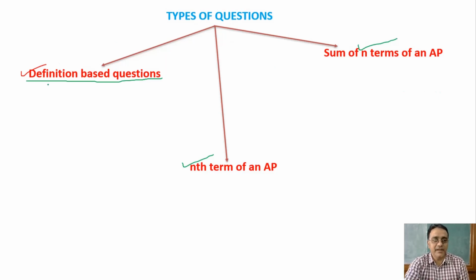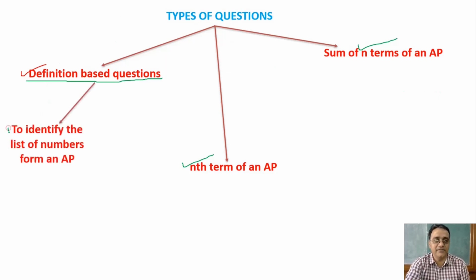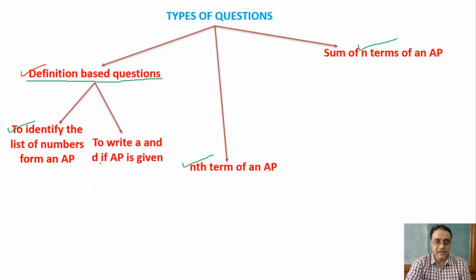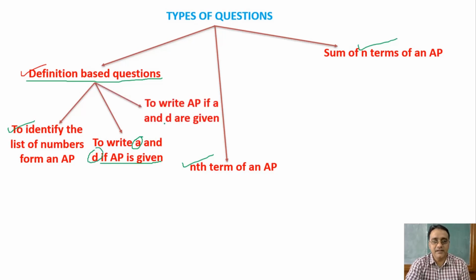So definition based questions में first है to identify the list of numbers from an AP. That means you have to check whether it is the list of numbers forming an AP or not. The next one, if AP is given, you have to write A and D, that is first term and common difference. And to write AP, if A and D are given, if first term and the common difference is given, then you have to write AP. So these are three different types of questions.